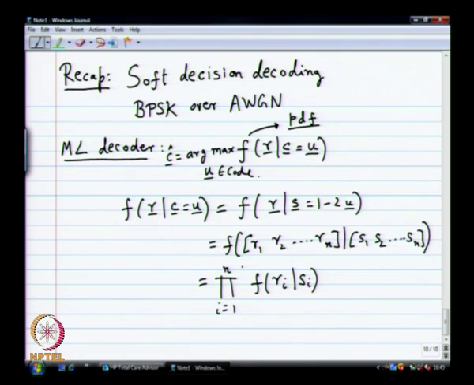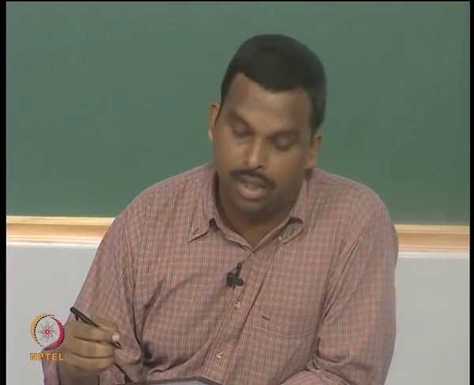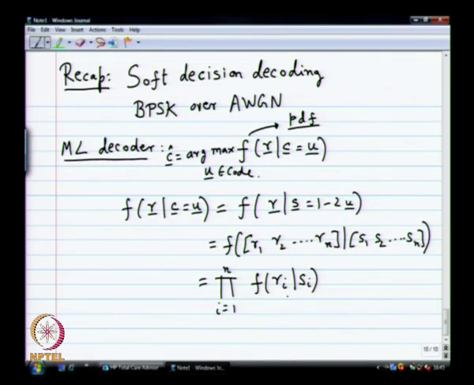If I do not have the conditioning, I cannot write the joint PDF of R1 through Rn as the product of the PDFs of Ri. That is definitely not possible. Once I have conditioned it, the S's become fixed. So, given that S is fixed, the conditional PDF becomes the product of the individual PDFs. There is more than one way to see this. Hopefully it is clear to you. If not, try and convince yourself that this is true. Once you have that, this is an easy expression to write down.